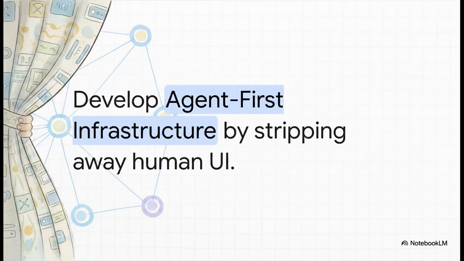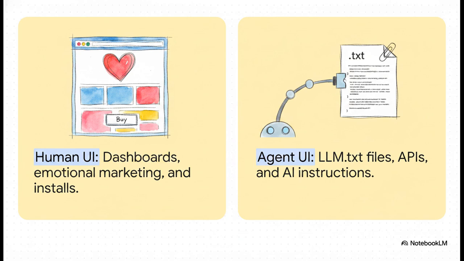Framework 2 challenges us to completely rethink who we are actually building for. Think about it. The entire internet, from flashy dashboards to DNS settings, was built for human eyes. But this next wave requires us to start stripping away that human interface entirely. This is a massive, massive paradigm shift.